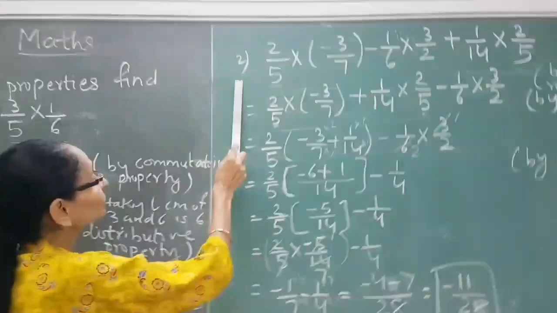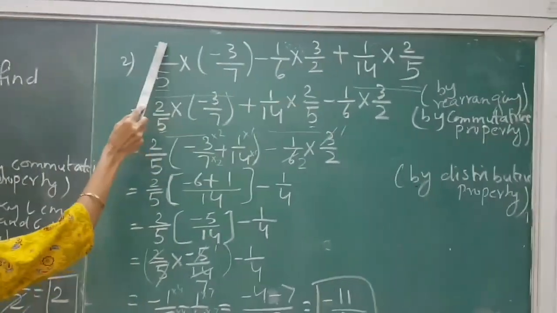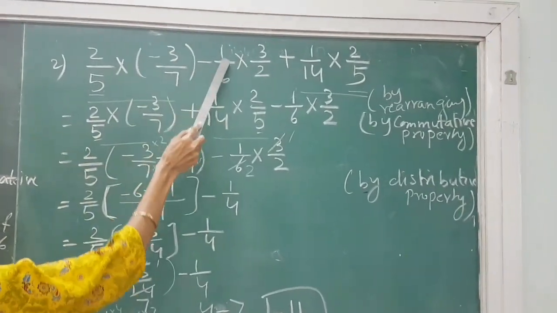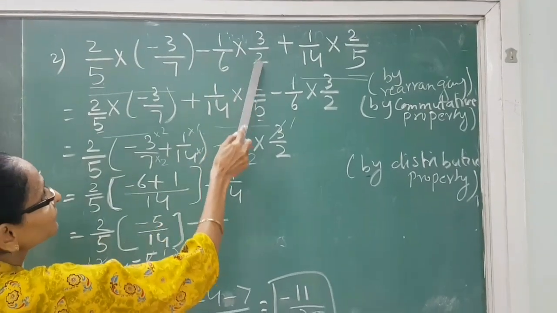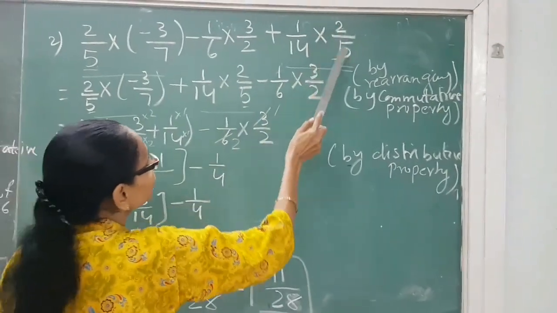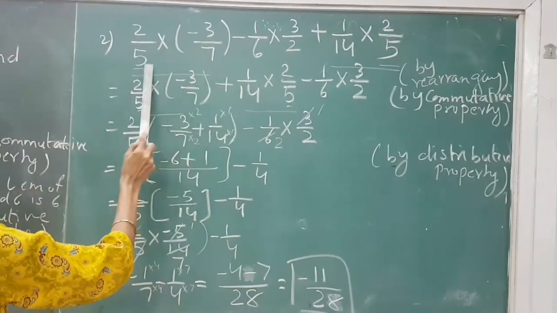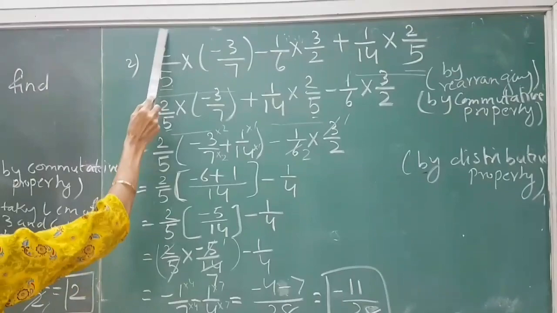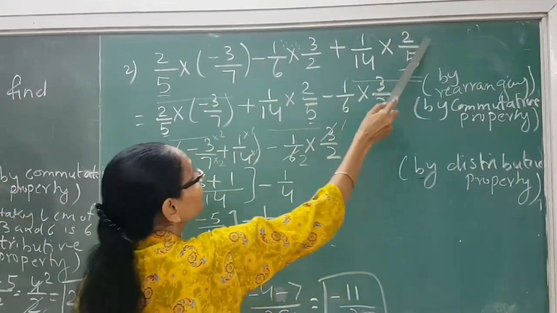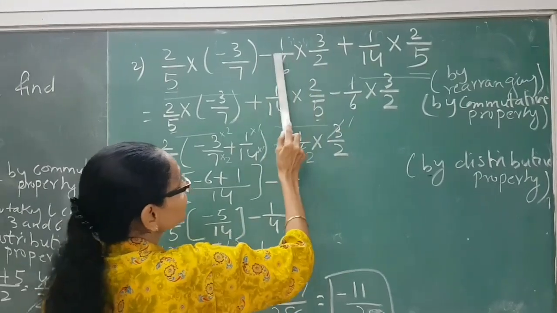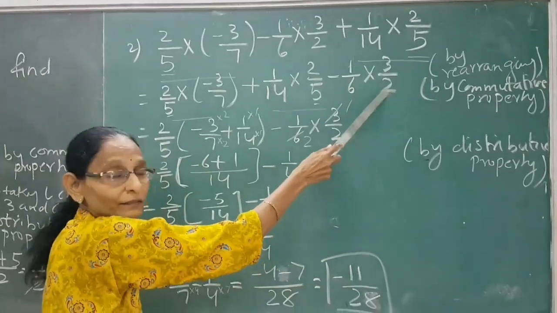Now let's come to the second question. 5 upon 2 multiply minus 3 upon 7 minus 1 upon 6 multiply 3 upon 2 plus 1 upon 14 multiply 2 upon 5. Look here. First two terms and last two terms. Do you see any common factor? 2 upon 5. Isn't it common? So we will take the first two and last two, and this middle term we will bring at the end.